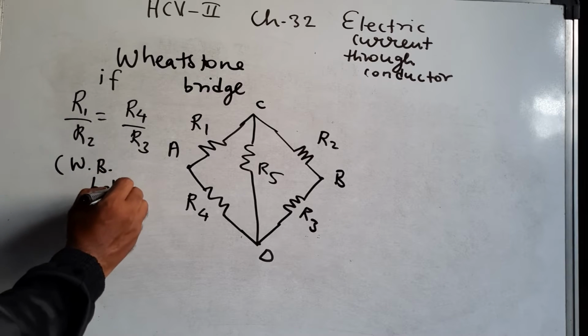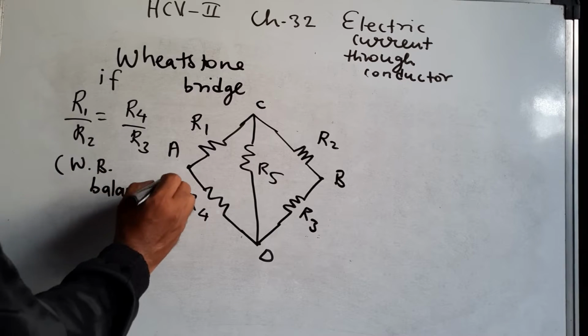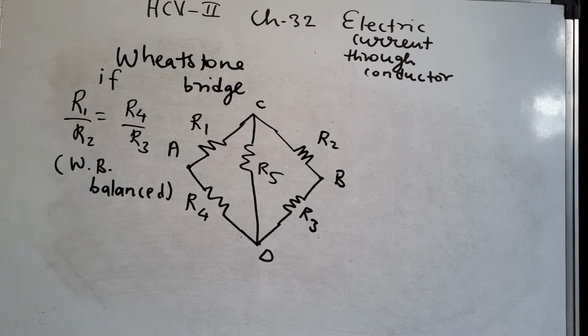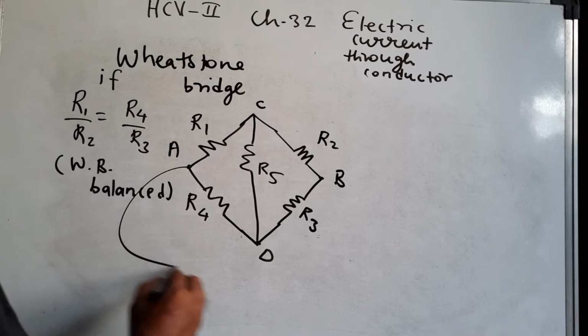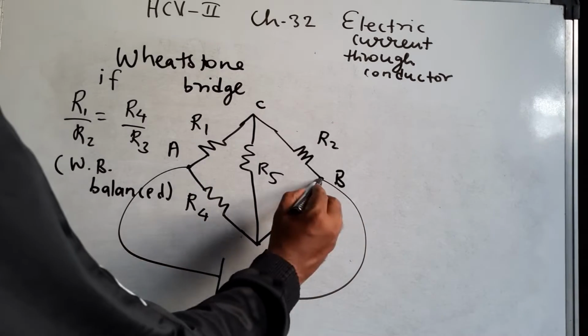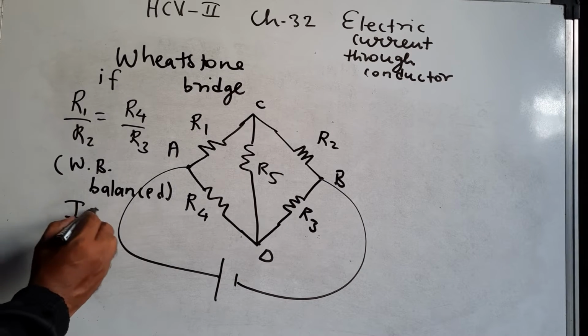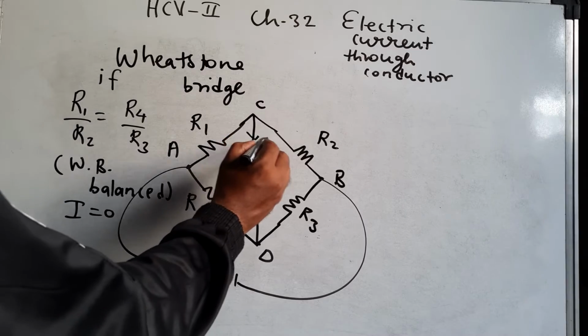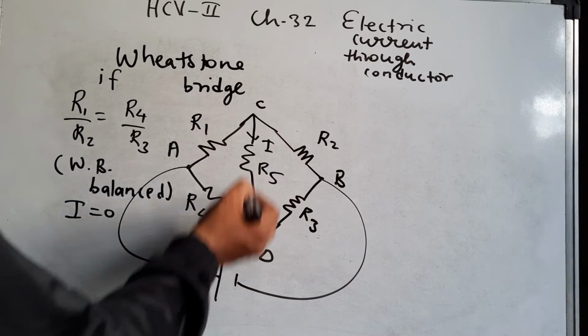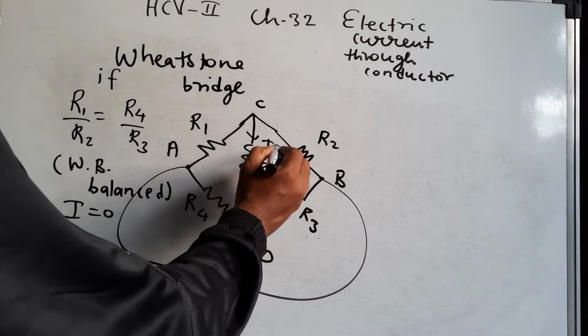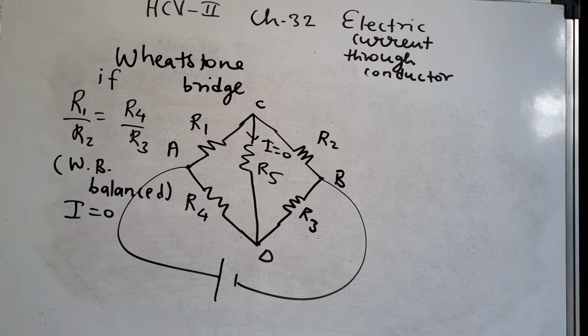It will be balanced. What does balanced mean? Balanced means if I apply some potential difference across A and B, there will not be any current through this fifth resistance between C and D. There will not be any current through it. That is the meaning of a balanced Wheatstone bridge.